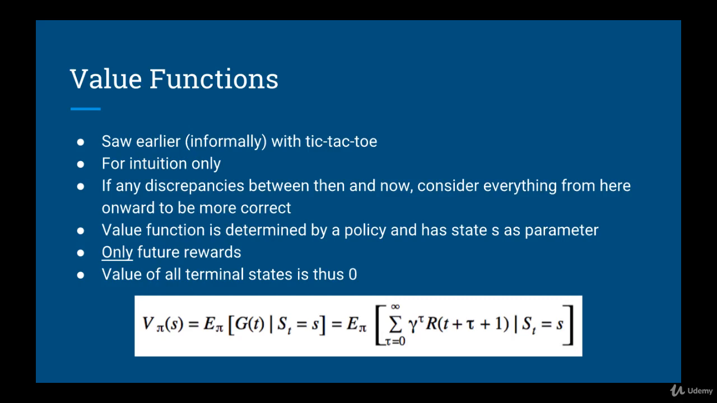The value function, given a policy and a state S, is equal to the expected value of the return, given that you are currently in state S. Note that because of how it's defined, the value function is dependent on the policy. This is because any future state transitions depend on what your policy is. Also notice that the value function depends only on future rewards. That means the value of any terminal state is 0, because by definition, you won't be doing any more state transitions and hence you won't be receiving any future rewards.